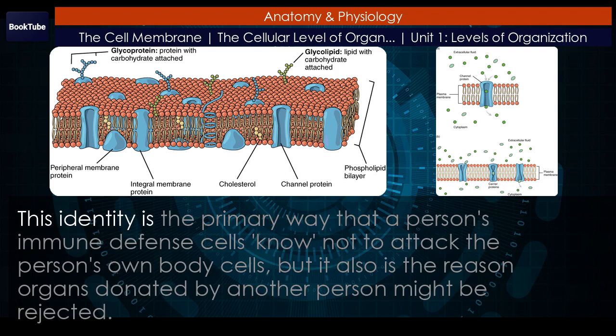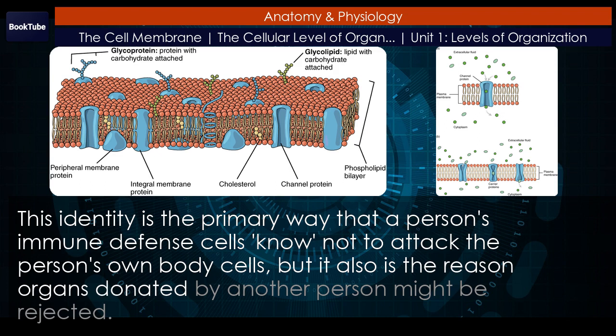This identity is the primary way that a person's immune defense cells know not to attack the person's own body cells. But it also is the reason organs donated by another person might be rejected.